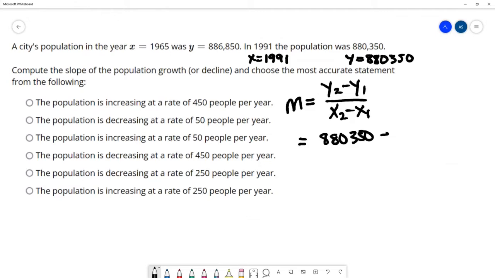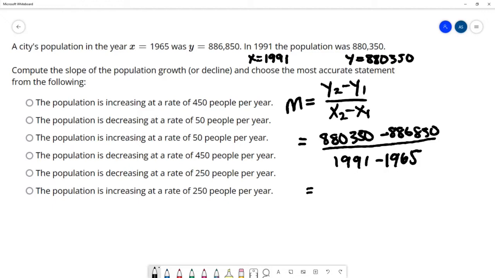So in calculating the slope, we're going to subtract the y values, 880,350 minus 886,850, divided by, and when we subtract our x's, we want to make sure we subtract it in the same order. Since I did this y minus this y, I need to make sure I do this x minus this x. 1991 minus 1965.